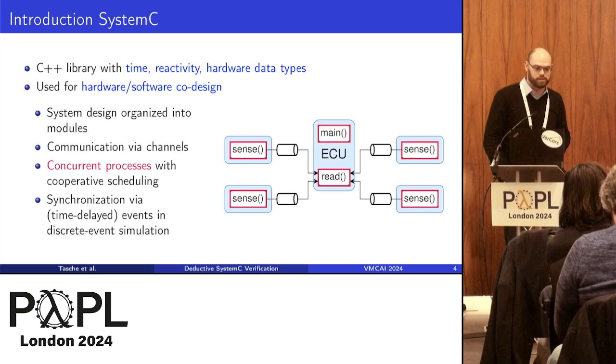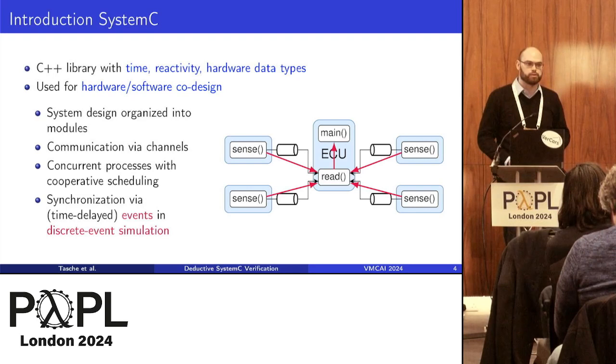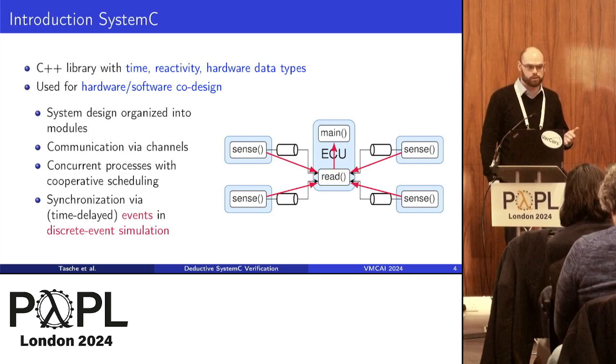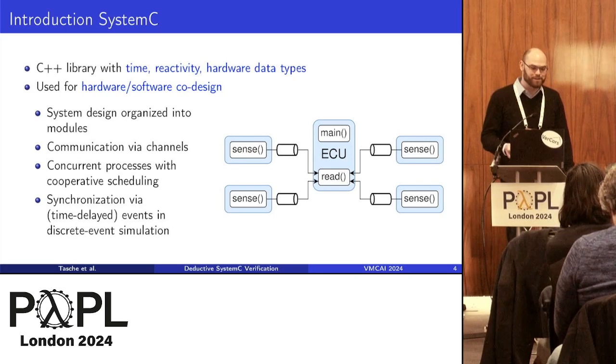These processes can interact with each other through events, so a process could wait for an event and another process notifies the event to wake the other process up. This can be immediate or time delayed, or processes can also just wait for a certain amount of time directly. This concludes my very brief introduction to SystemC.